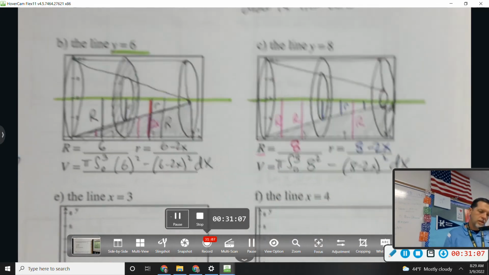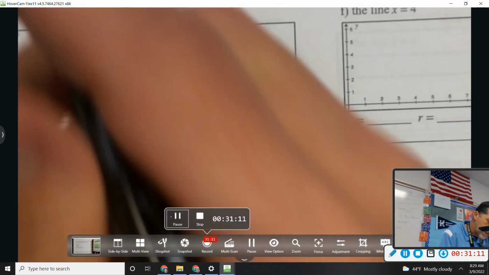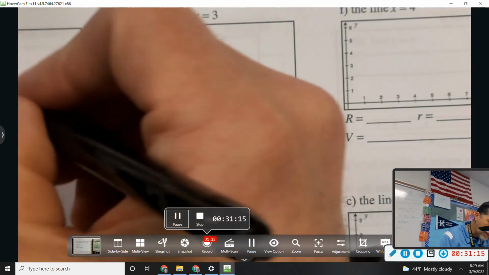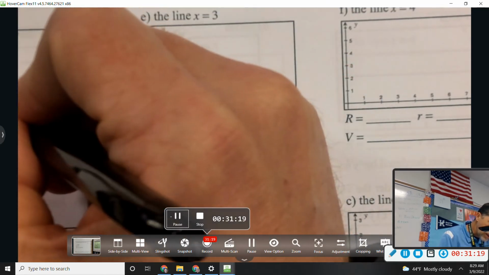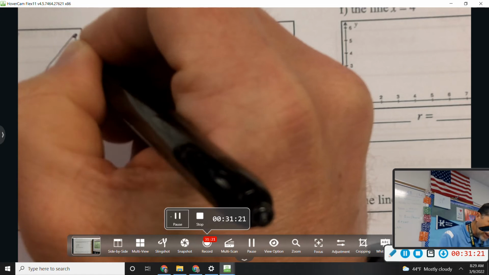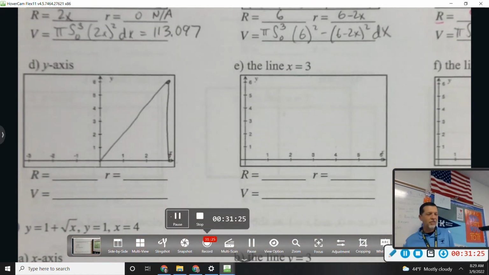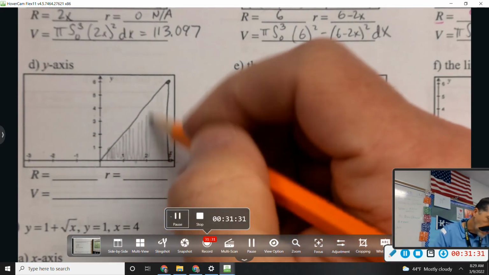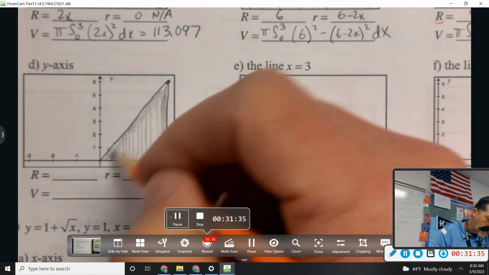All right, D. Again, let's draw the base first. Don't worry about the axis yet. Draw the base. And again, it's a little weird. It looks like it's a different base than the others, but that's because the scale is different. So we still got y equals 0, x equals 3, and y equals 2x. Our base triangle here.